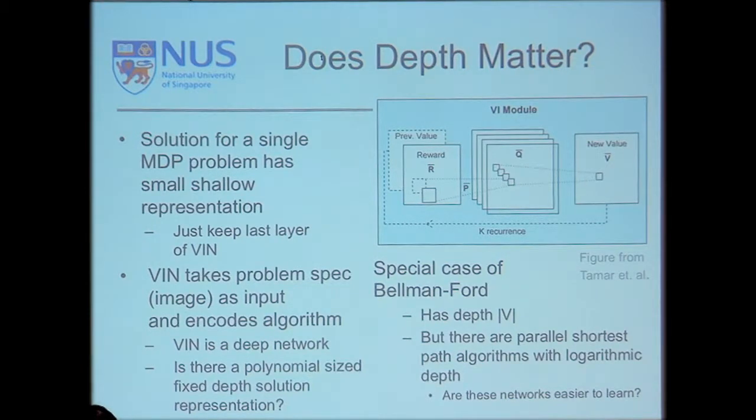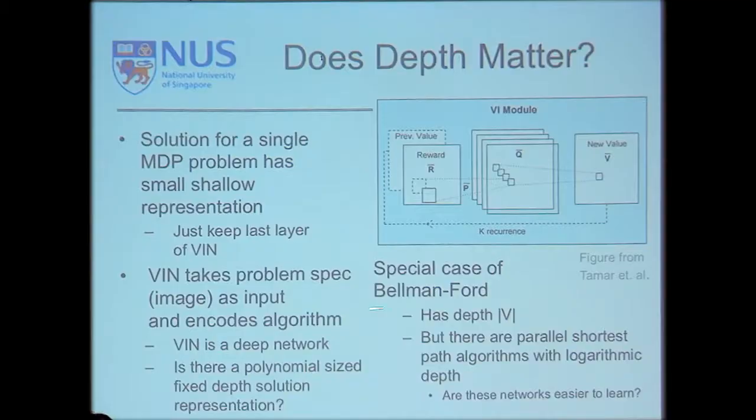But what the value iteration network does is it doesn't solve one problem. It takes the problem specification as input, in this case a map. And then the network encodes an algorithm to solve the problem as specified by the image. So value iteration is a network, a deep network. An interesting question to ask is, if we fix the depth of the network, do we still have a shallow, small representation, as in a polynomial size representation in, say, the number of states? Is there a shallow representation that is compact?